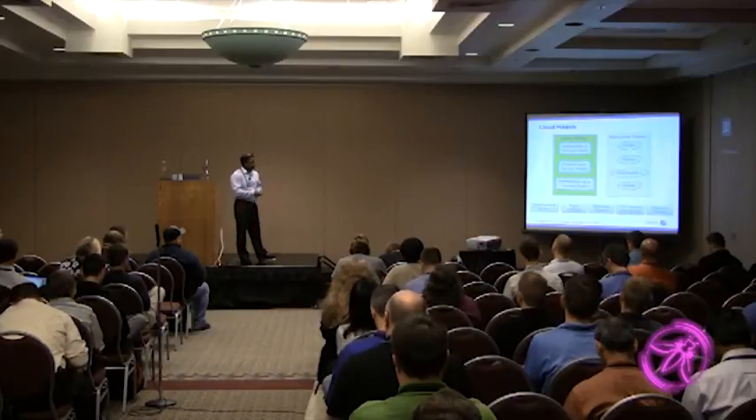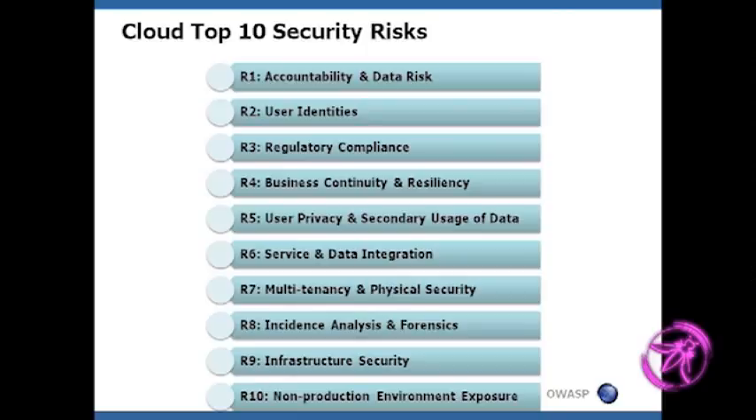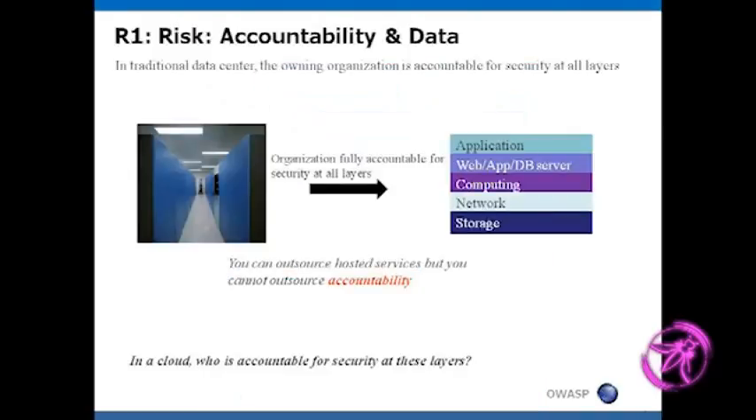They're not public clouds. So this is the list of the top 10 risks that we identified. We made sure the number is 10, because incident analysis and forensics were identified as two different risks initially, and then we clubbed them because they are the same kind of issue. So the objective is to keep it consistent with the top 10 vulnerabilities maintained by OWASP. So we identified that accountability and data risk is the number one issue for cloud.